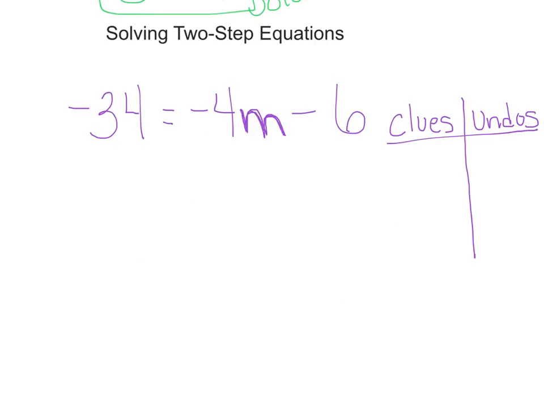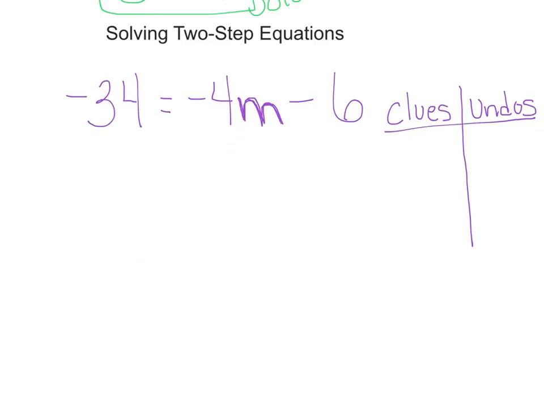According to PEMDAS, on the side with the variable, I need to multiply by -4. That looks funky. I don't like that either. Anyway, the second thing I would do is subtract 6. Now, to be rebellious, and we do the opposite of that, we are going to, in fact, add 6 first and then divide by -4.